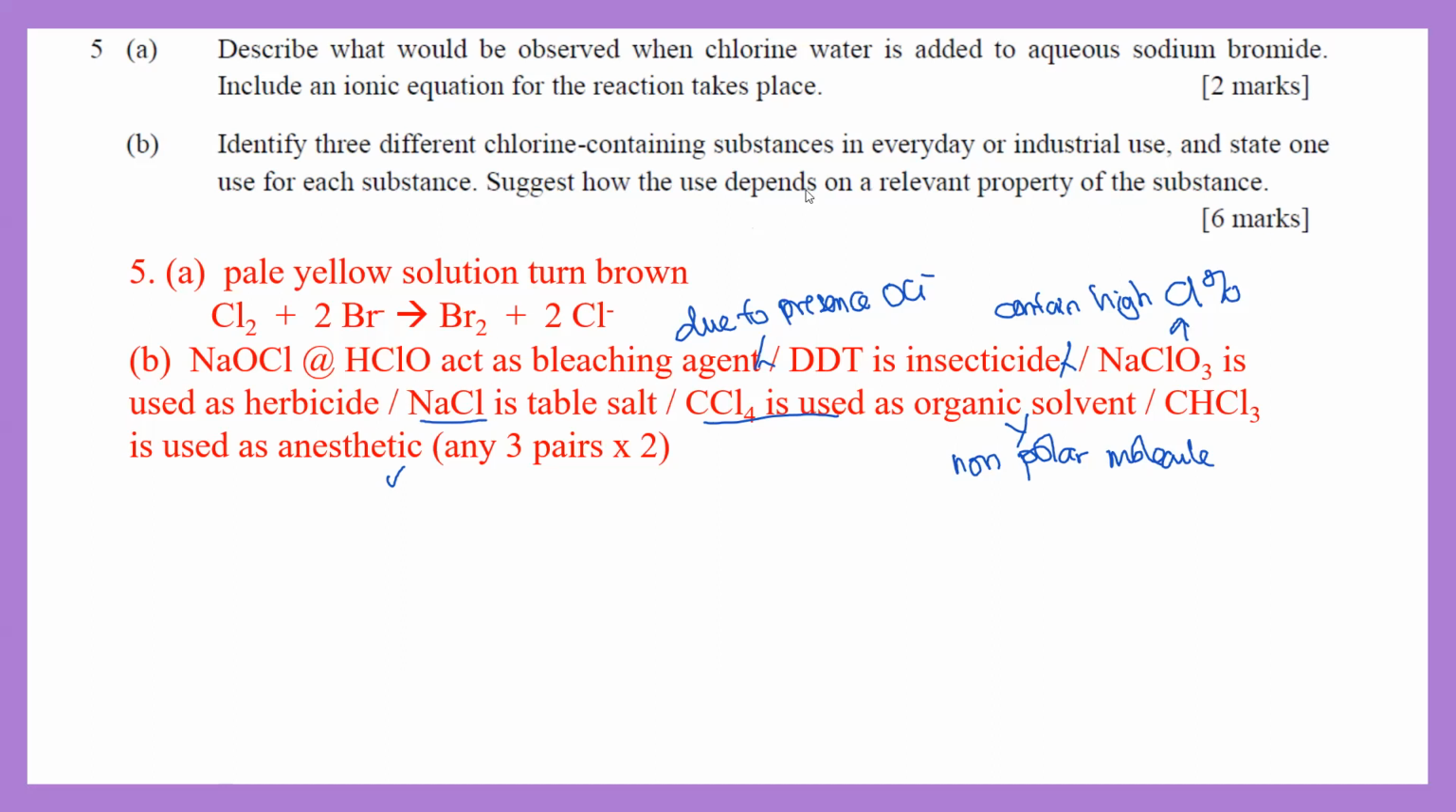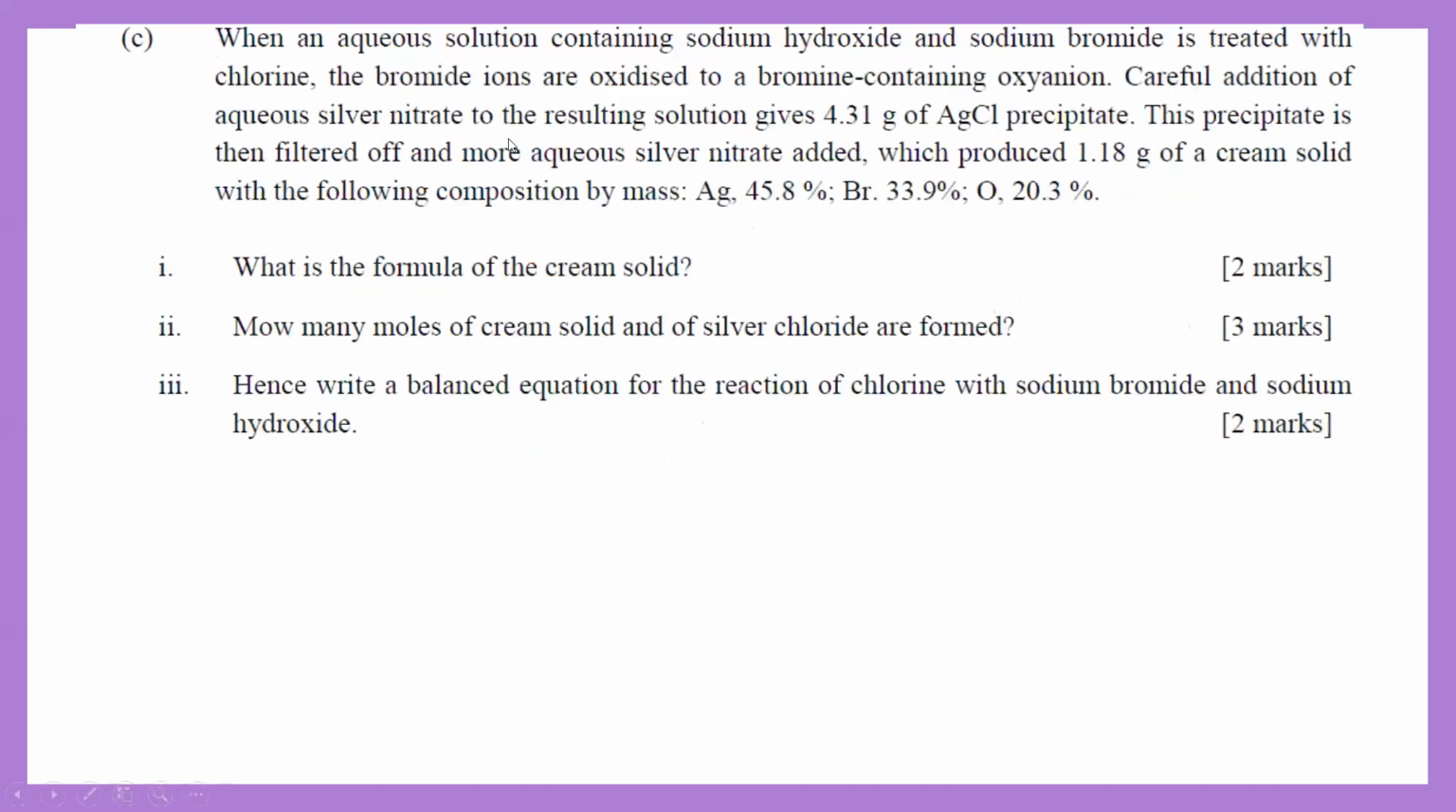Then we are going to go to 5C. When an aqueous solution containing sodium hydroxide and sodium bromide is treated with chlorine, bromide ions are oxidized to a bromine-containing oxyanion. Careful addition of aqueous silver nitrate to the resulting solution gives 4.31 g of silver chloride precipitate. This precipitate is then filtered off and more aqueous silver nitrate is added, which produces 1.18 g of cream solid.